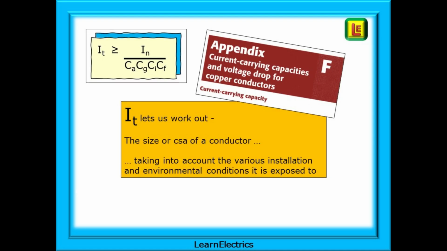Let's get straight down to business. Appendix F of the on-site guide is about current carrying capacities and voltage drop in copper conductors. We are using Amendment 2 books and all page numbers refer to the Brown on-site guide. The formula, as shown here, will let us work out the size or CSA of a conductor, taking into account the various installation and environmental conditions that the cable is exposed to. The four most frequent conditions are shown here in symbol form.